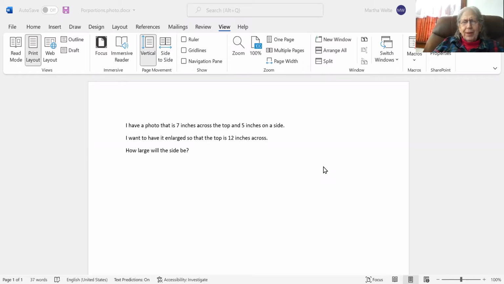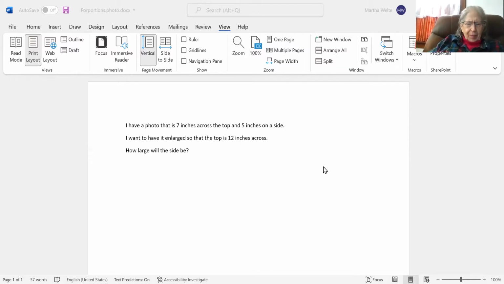Okay, I have a photo that's 7 inches across the top, 5 inches on the side. I want to have it enlarged so the top is 12 inches across. How large will the side be? So in a photo, if the top gets bigger, the side gets bigger similarly, proportionally. So this is a proportion problem.